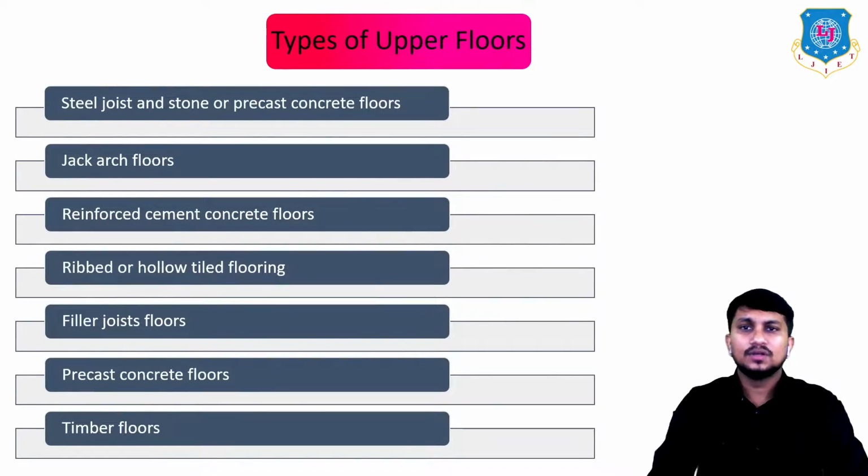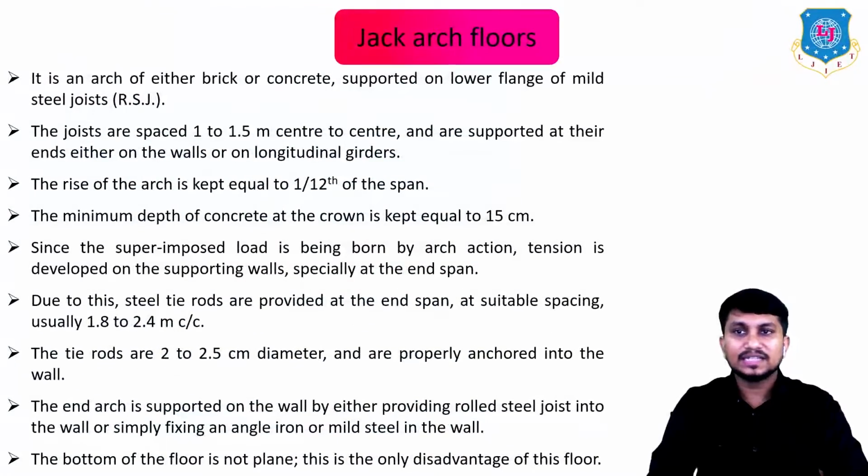The next type of upper floor is jack arch floors. It is an arch of either brick or concrete supported on the lower flange of mild steel joist. The joists are spaced 1 to 1.5 meters center to center and are supported at their ends either on walls or on longitudinal girders. The rise of the arch is kept equal to 1/12 of the span. The minimum depth of concrete at the crown is kept equal to 15 centimeters.